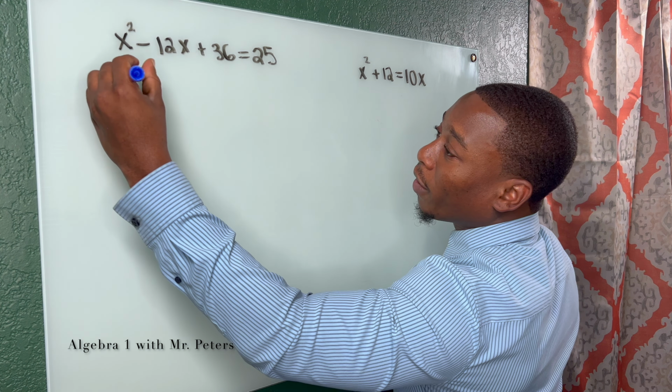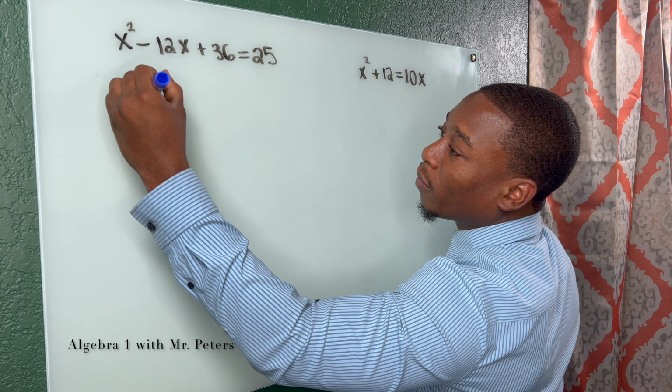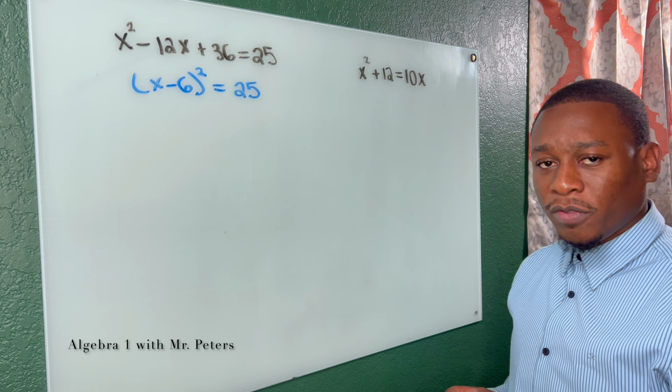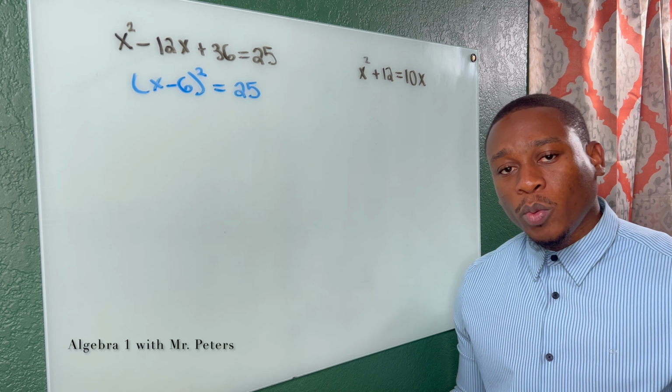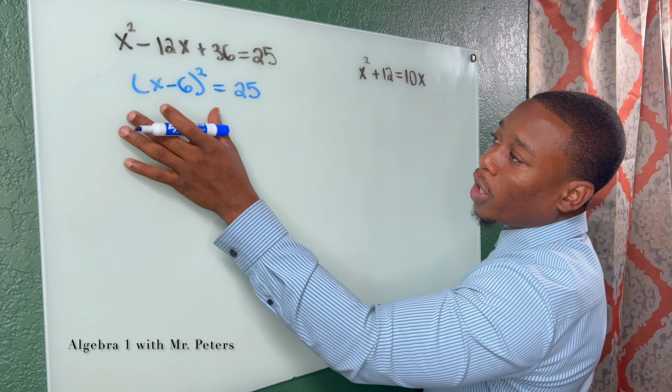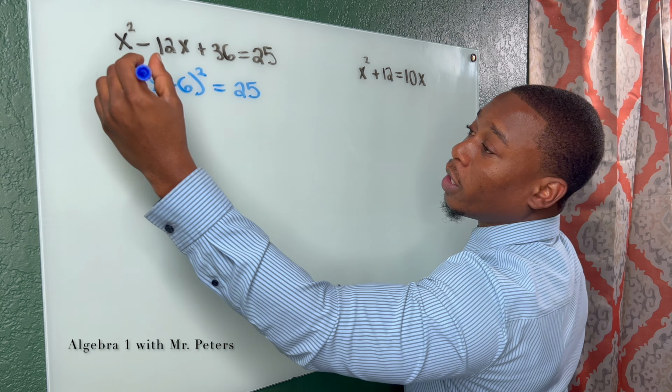So I write my factor out, right? We have x minus 6 squared is equal to 25. So in this problem, they gave us a perfect square trinomial and they told us what this is equal to. So now we have to solve. So after we determine that first step, perfect square trinomial, right? We're going to try to now get rid of the exponent.